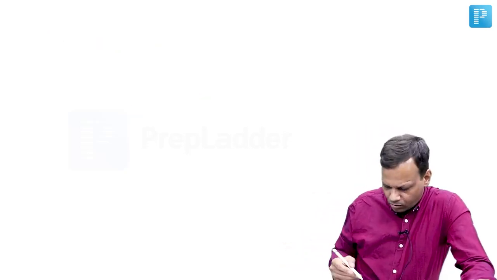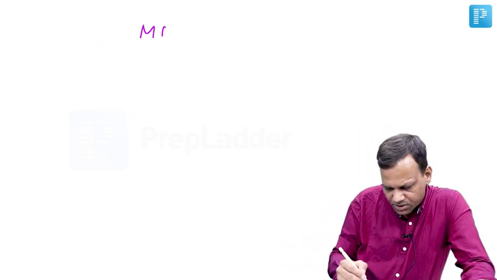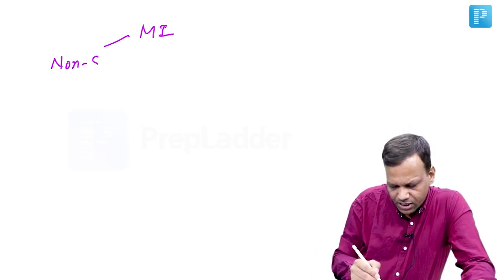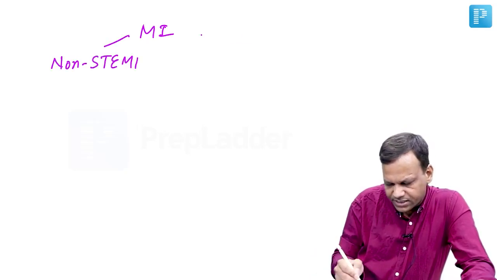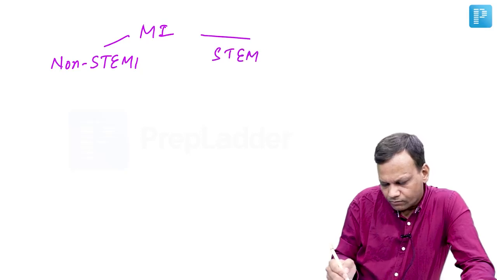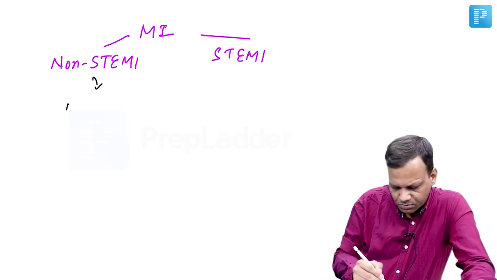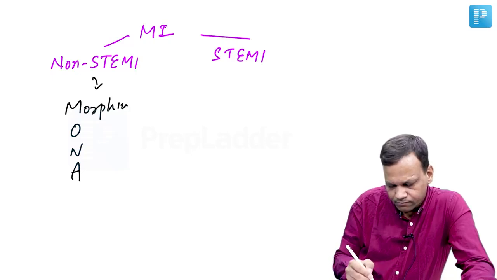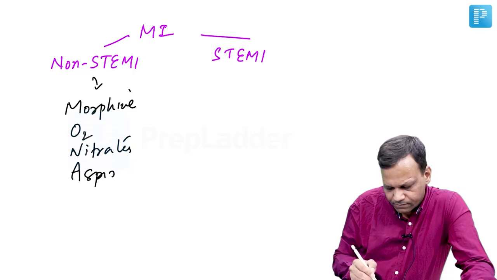Okay. Now, related to angina, the second problem is myocardial infarction. It may be non-ST elevation MI or it may be ST elevation MI. For non-STEMI, the treatment is MONA. These are morphine, oxygen, nitrates, and aspirin.